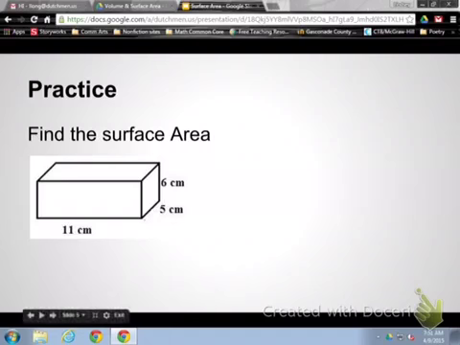So now, let's go through and practice. Let's find the surface area of this rectangular prism.